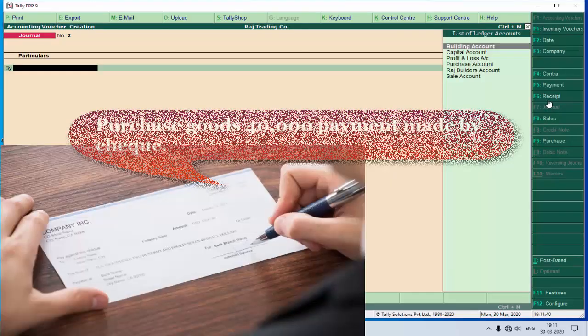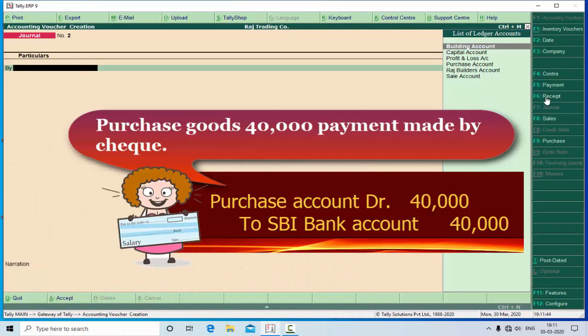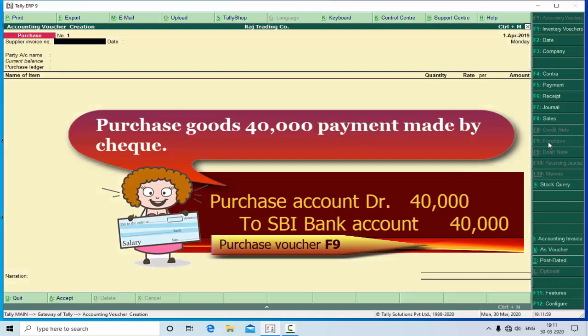Purchase goods, next entry: 40,000 payment made by check. Now we have again purchased the goods. That entry will be recorded in the payment voucher because the payment is made by the check. You can record that entry of purchase of goods in the payment voucher also, or you can record in the purchase voucher also. Now in this entry we will follow the purchase voucher.